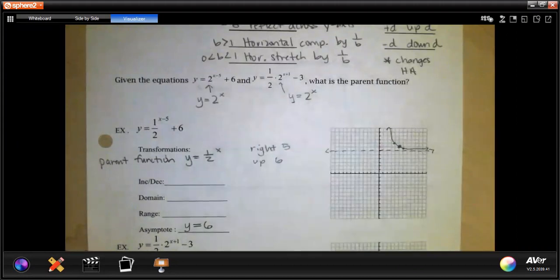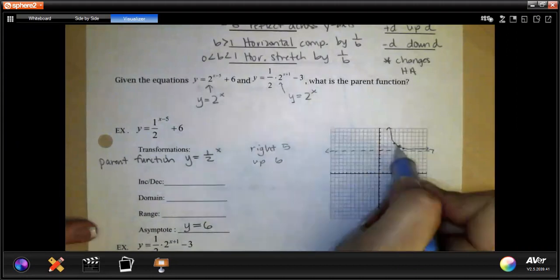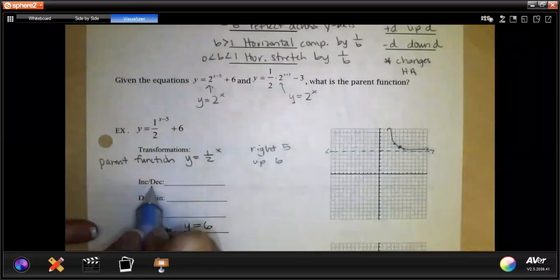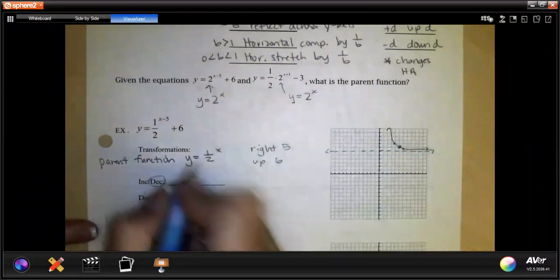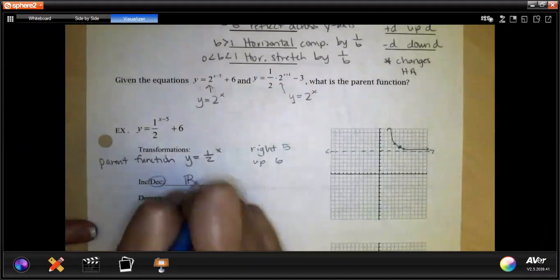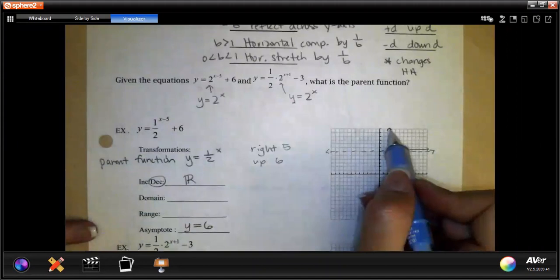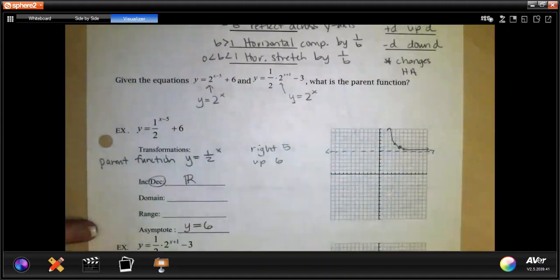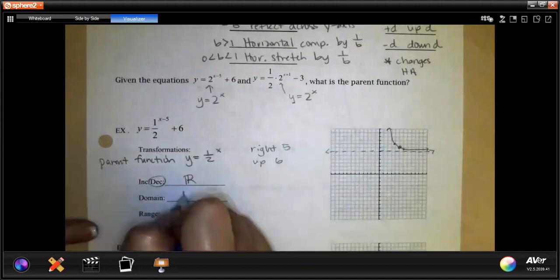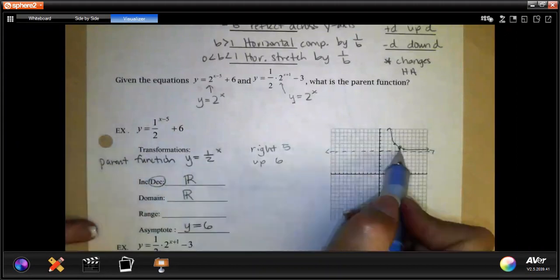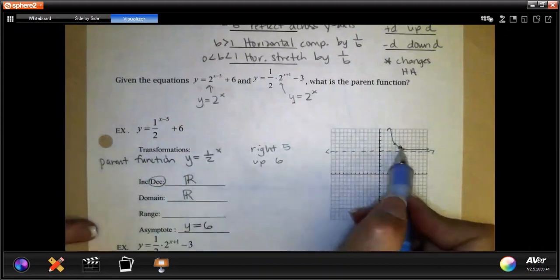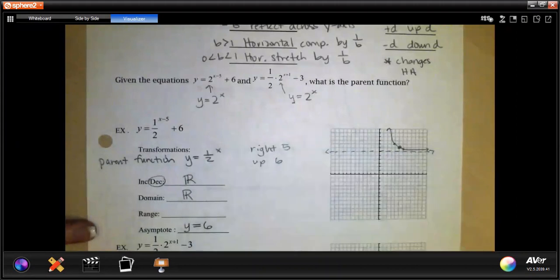Remember, decay was a decreasing graph. Growth was an increasing graph. So this graph is decreasing as it moves to the right. So this would be decreasing on all of our numbers, so all real numbers. It starts at the left and goes decreasing forever, which is also our domain. This graph goes all the way to the left as it goes this way, all the way to the right as it moves this way.